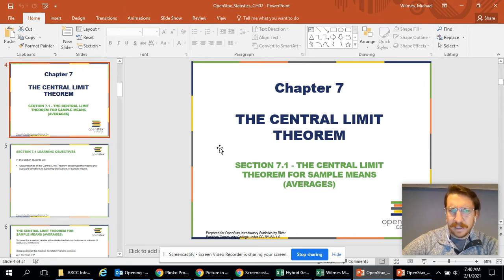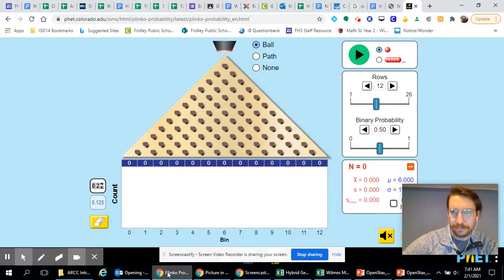And the central limit theorem looks a little confusing at first, but it's really just building off of what we previously know. What this is going to be doing is looking at sample sizes. What we're going to do is create a sample mean and a sample standard deviation, and then our same normal distribution properties will still hold. And let me just show you how this works.